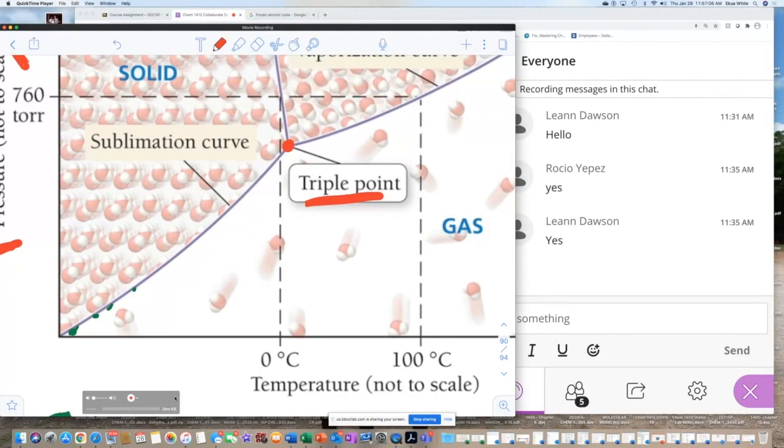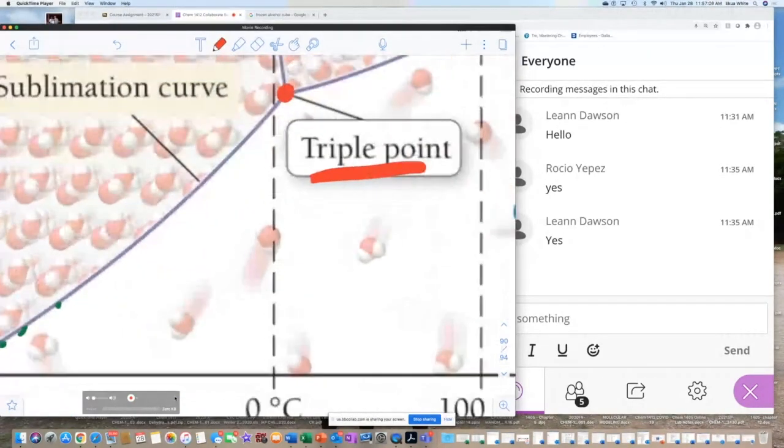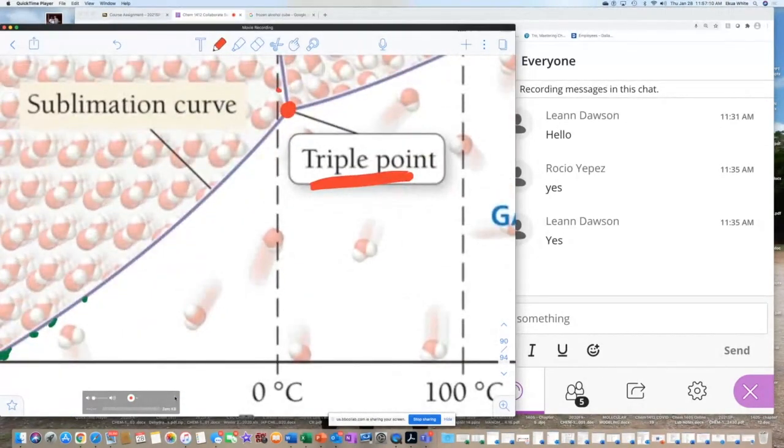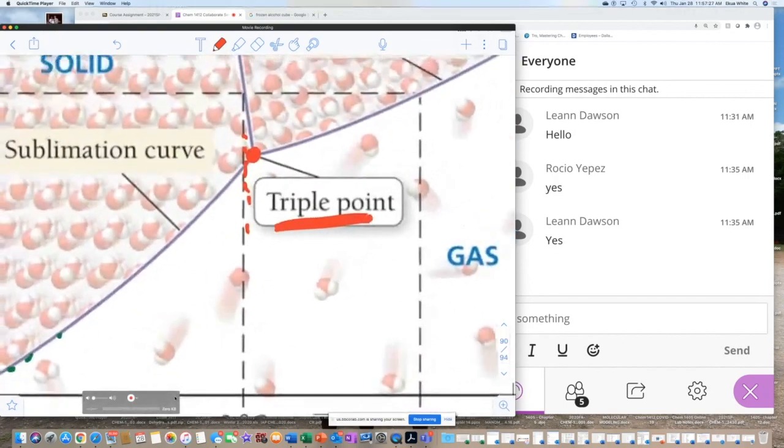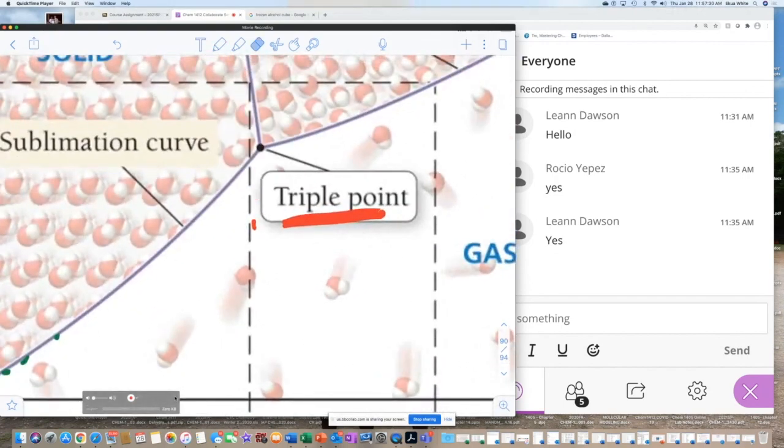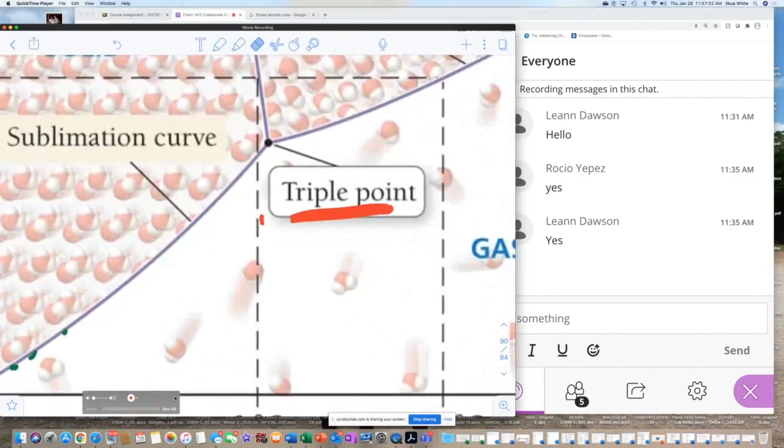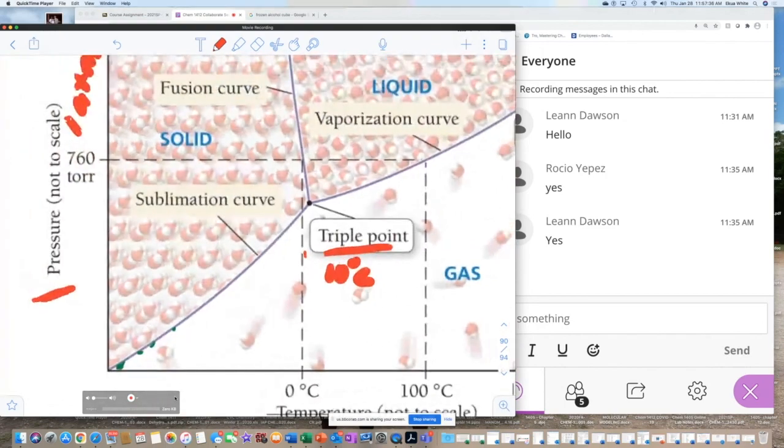Temperature is going to be 0. At zero? See how this dotted line here is zero. It's a little bit to the right of zero. So it's not exactly at zero, but it's to the right of zero. So what do you think? 10, maybe. Okay, sure. So you see how the zero is to the left of the point? Maybe I made the point too big, but you see? Yeah, so 10 works, 10 degrees Celsius. What about the pressure?